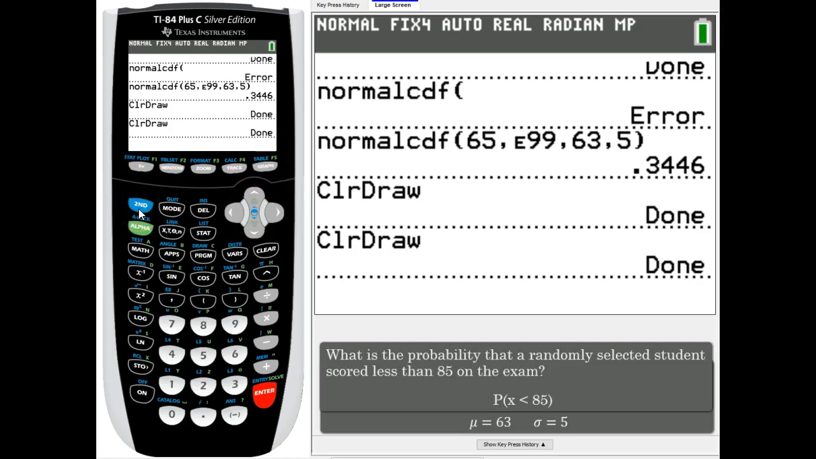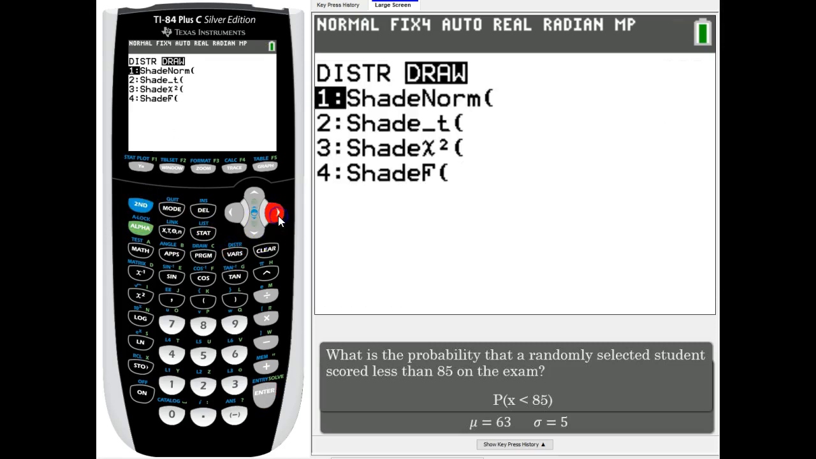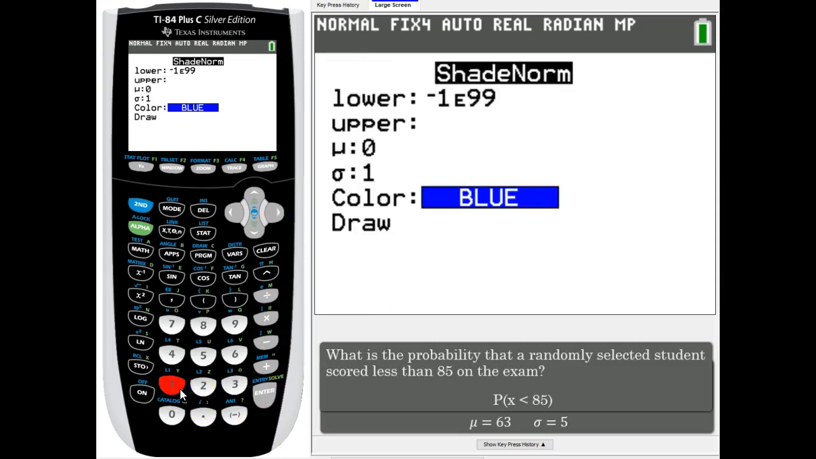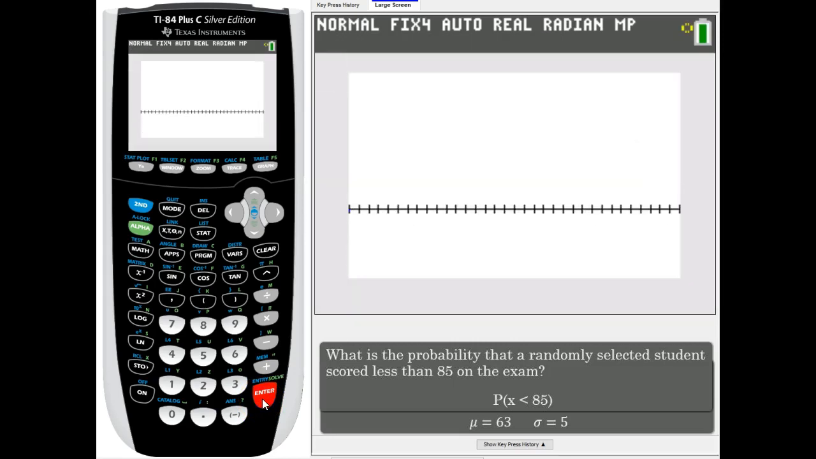But I am going to go to second distribution, draw, shade norm, and this time I want to know less than 85. So my lower boundary is this very negative number, so I can just hit enter. My upper value is going to be 85. My mean is still 63. Standard deviation is 5, and I want to color it in blue. That's fine. And I want to draw it.